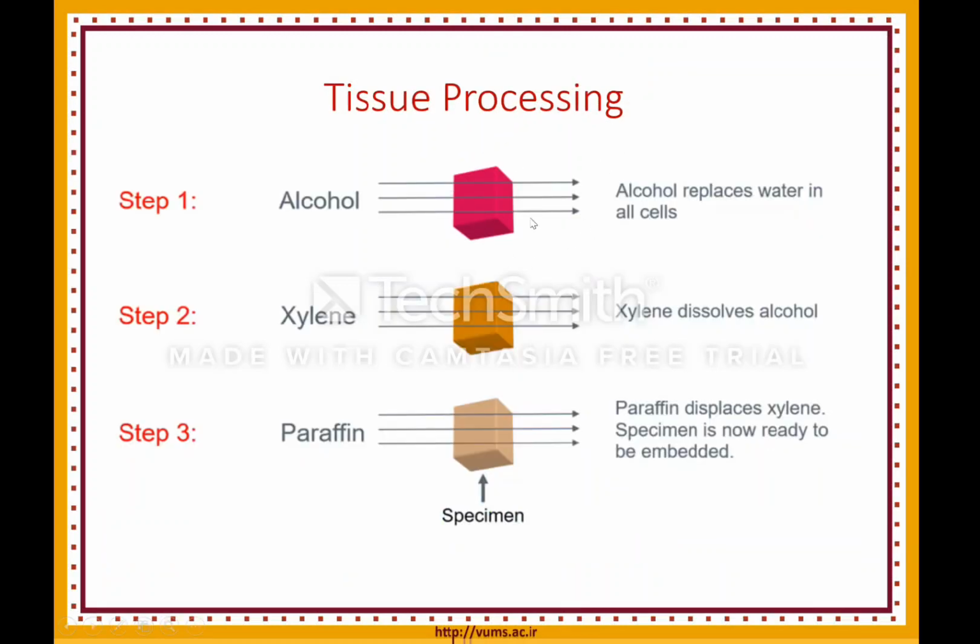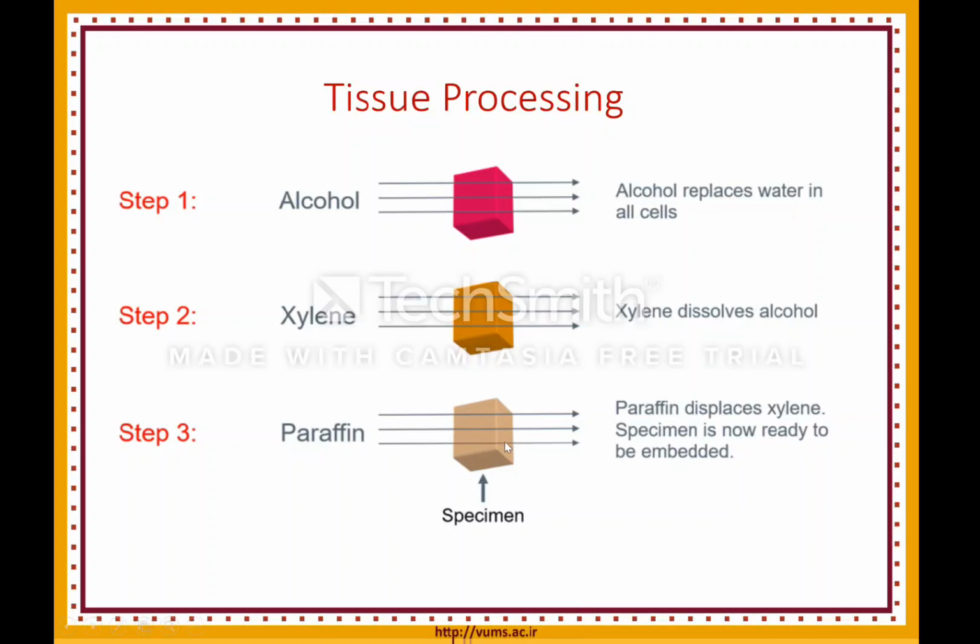Here in this slide again you see the different steps of tissue processing. Step 1 is dehydration with alcohol that replaces the water in the cell. After that, clearing, where we use xylene. Xylene dissolves the alcohol, and finally, in the last step, paraffin displaces xylene. And now the specimen is ready for embedding in the paraffin.